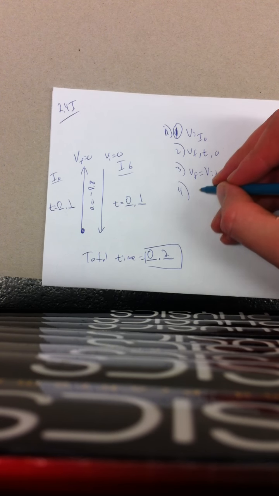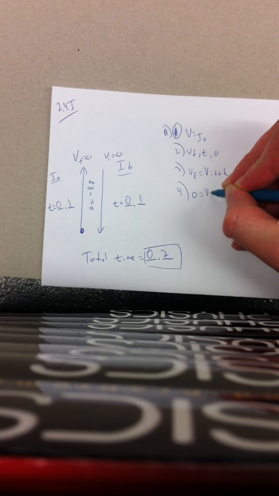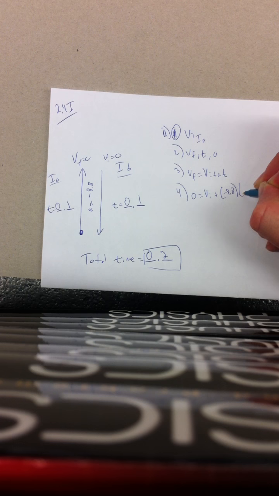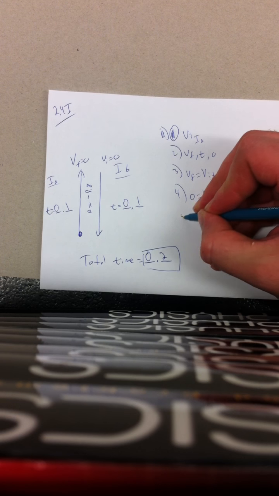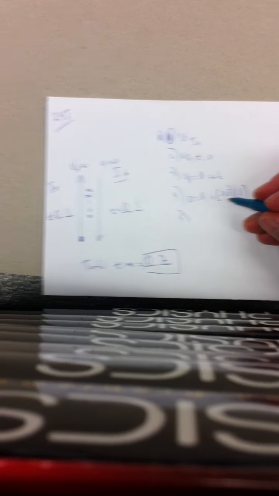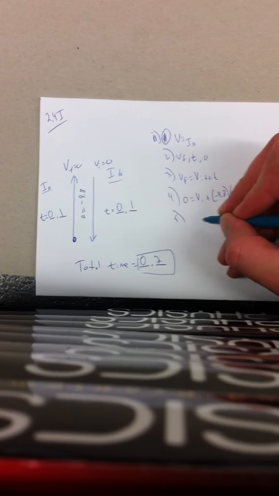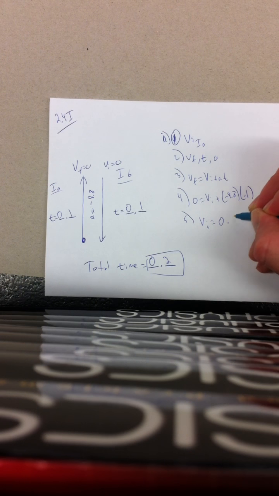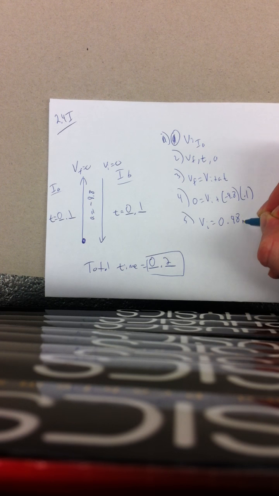Now, VF is equal to 0. That's 0 equals VI plus negative 9.8 times 0.1. Step 5. Now, I don't need the calculator. Just multiply negative 9.8 times 0.1. VI is equal to 0.98. Just move the decimal place over 1.